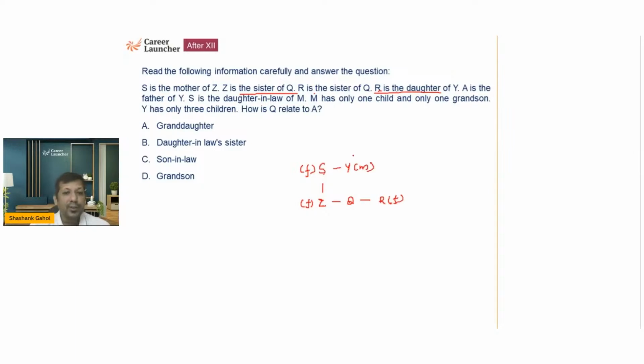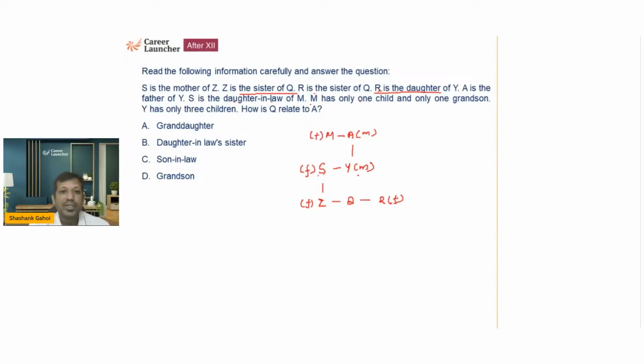A is the father of Y. So I'm going to go to A. Now A is going to be in the generation of grandparent. Okay. S is the daughter-in-law of M. A is the father, so A has to be male. S is the daughter-in-law of M, so I'm going to say that M is going to be mother-in-law. So that has to be female.